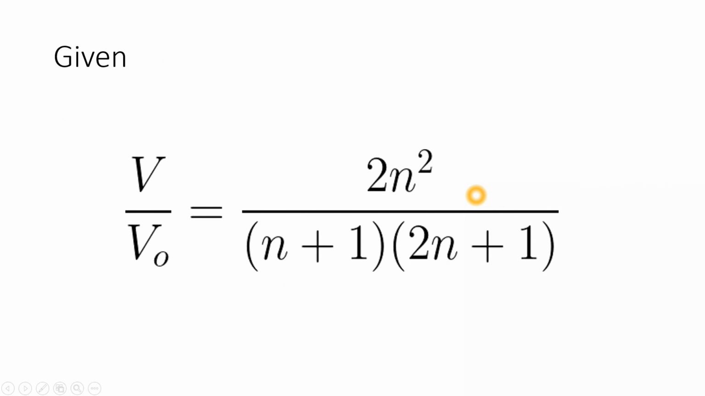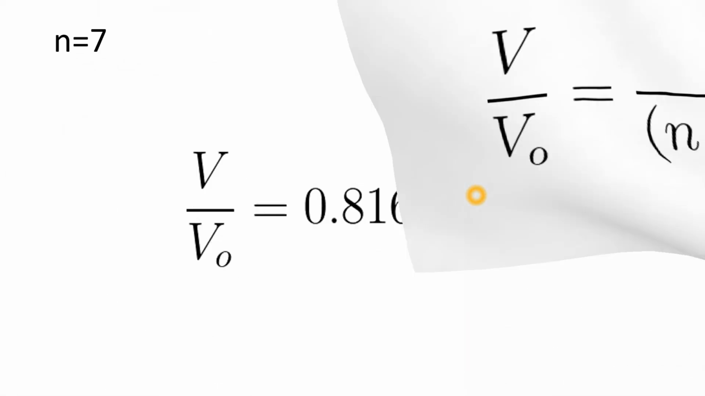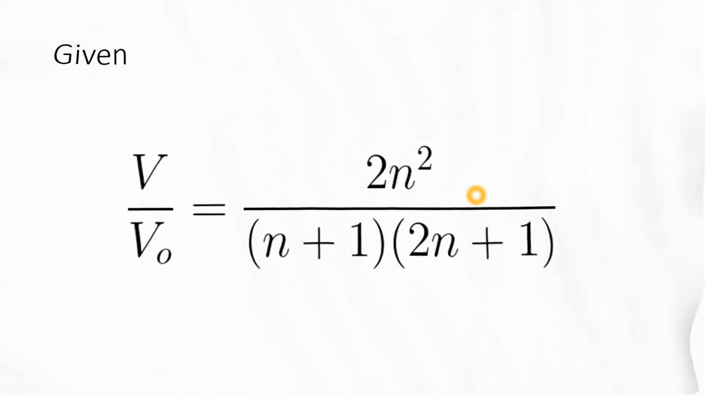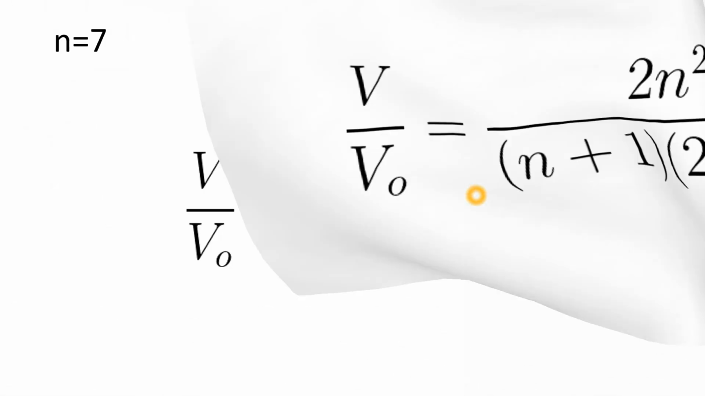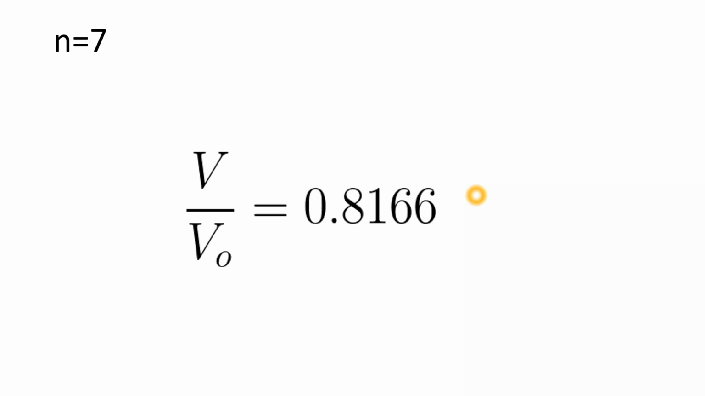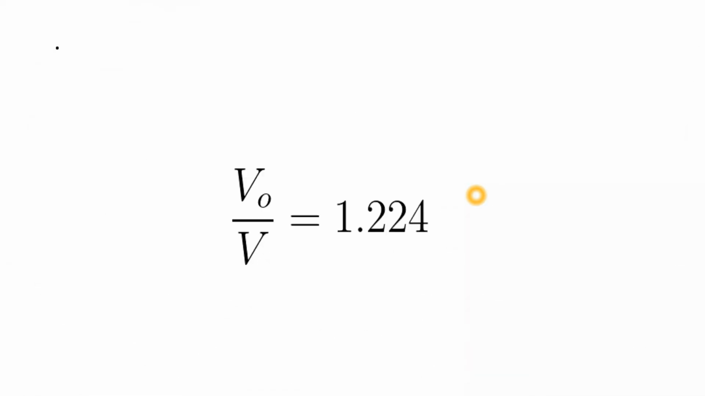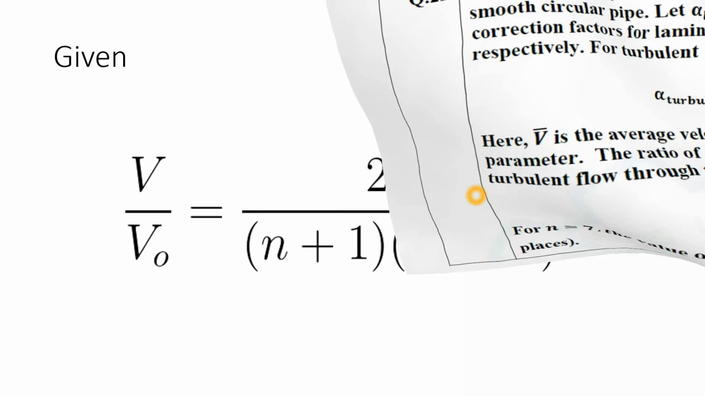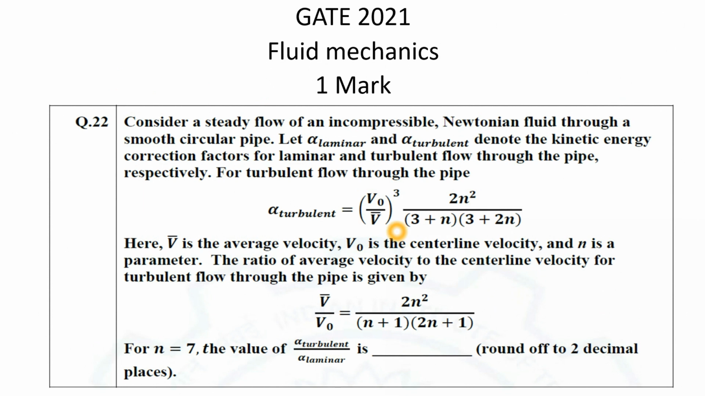We have been given this equation, V upon V naught is equal to 2n squared over something, and we are also given that n is equal to 7. If we put n equal to 7 in this equation, we will get V upon V naught. Then we will convert it to V naught upon V, since we have been given another equation in terms of V naught upon V, from where we can calculate alpha turbulent.